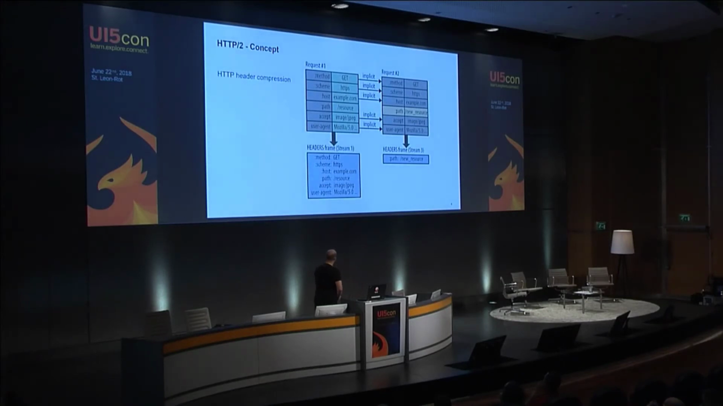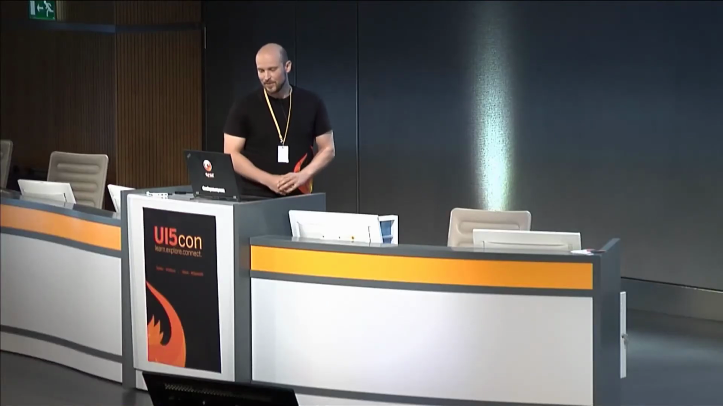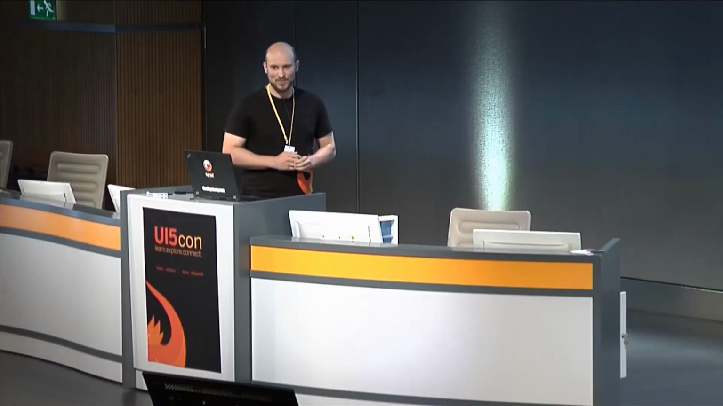Another feature from HTTP 2 is HTTP header compression. When you usually think about a header, it sounds not that big, but it's 500 to 800 bytes of overhead per transfer. And if you have cookies, it's even in kilobytes.